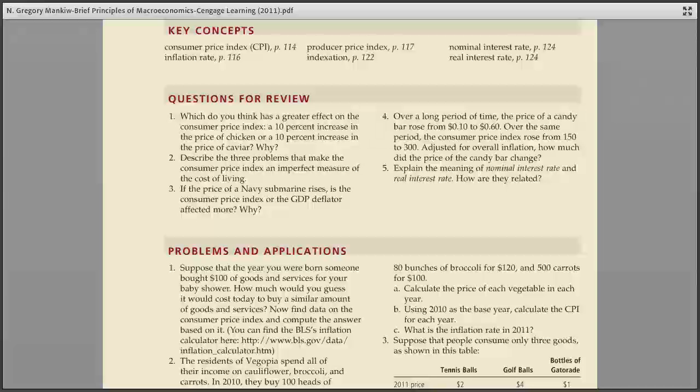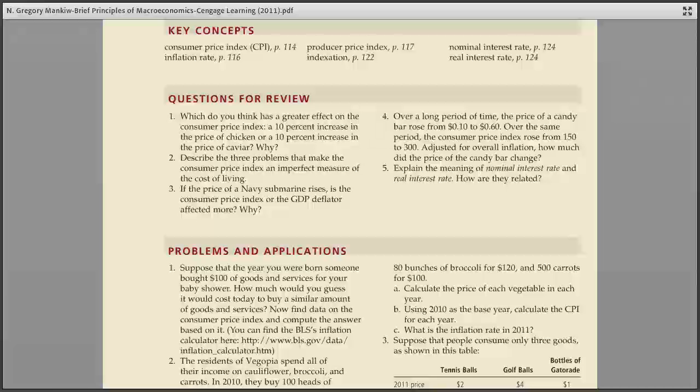Next one. Describe the three problems that make the consumer price index imperfect. Yes, we have answered this one. If the price of a Navy submarine rises, is the consumer price index or GDP deflator affected more? The GDP deflator is affected more, because a Navy submarine is not in our basket. It is more related to GDP, goods and services which are produced inside the country, and it is not a consumer good. That's why it will affect the GDP deflator rather than CPI.